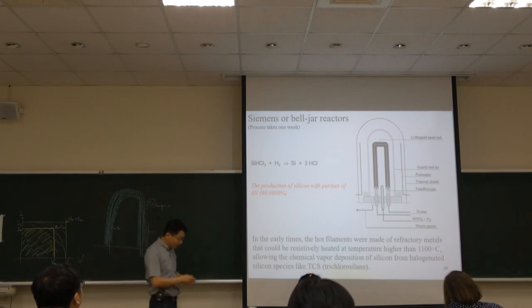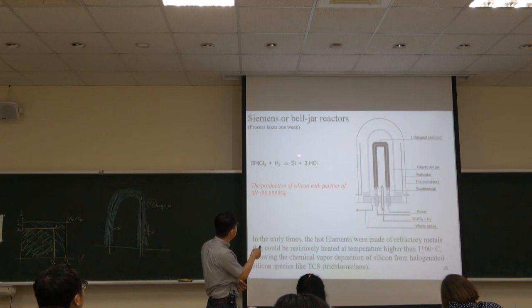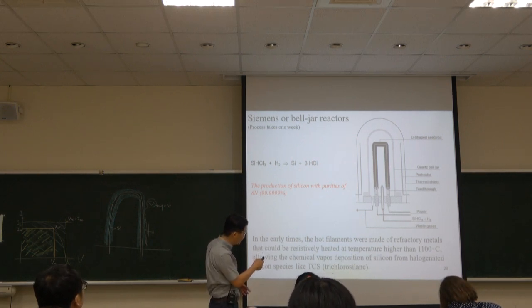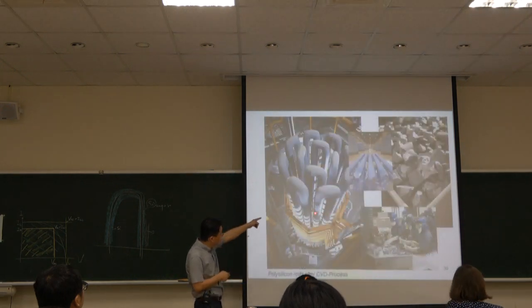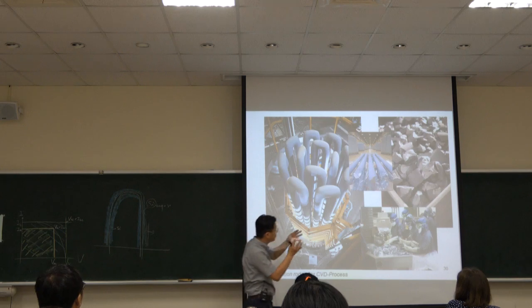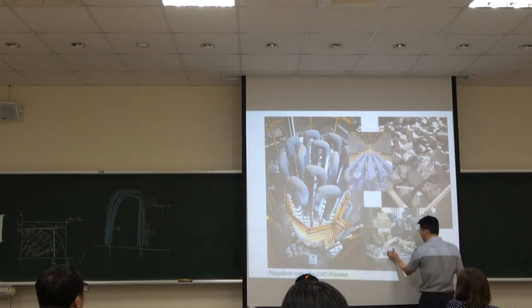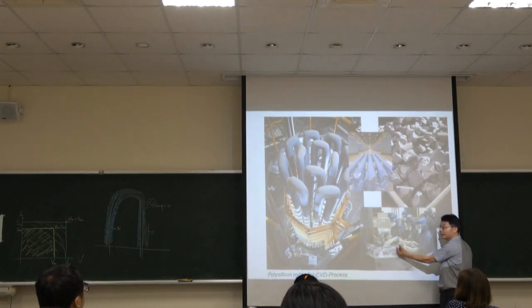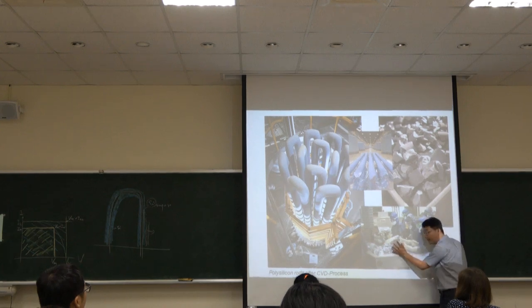So finally, you have the silicon, right? And then you still produce the byproduct of HCl. So you will grow like that, and then finally we crush it to get the ingot.